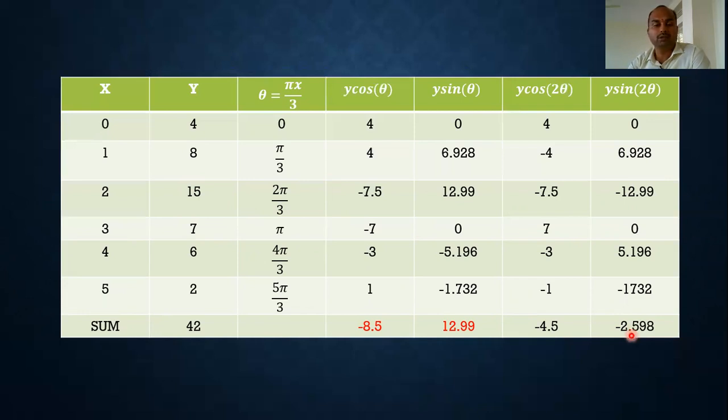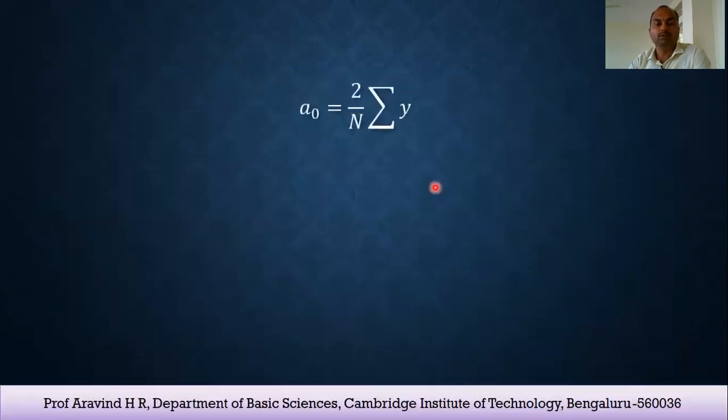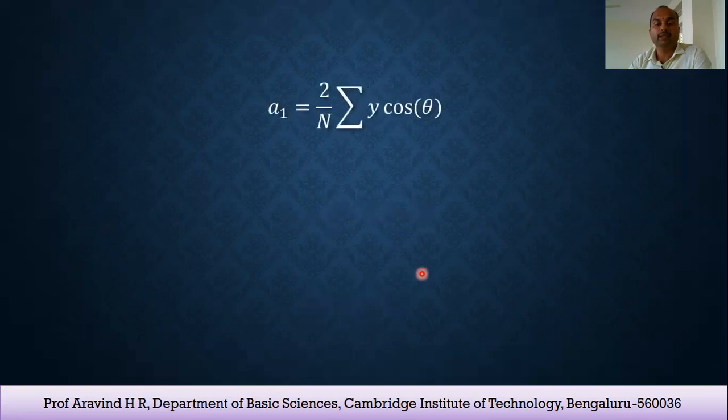So with these values, we'll calculate the constants. A naught is 2 by n summation y. Here n is 6, so it is 2 by 6 into 42, which is 14. So what is a naught by 2? It is 7. Next, a1 is 2 by n summation y cos theta. The summation of y cos theta is minus 8.5, so if you calculate it, it is minus 2.833.